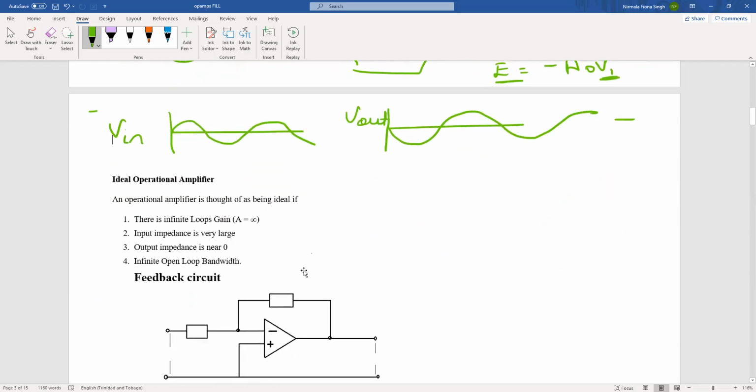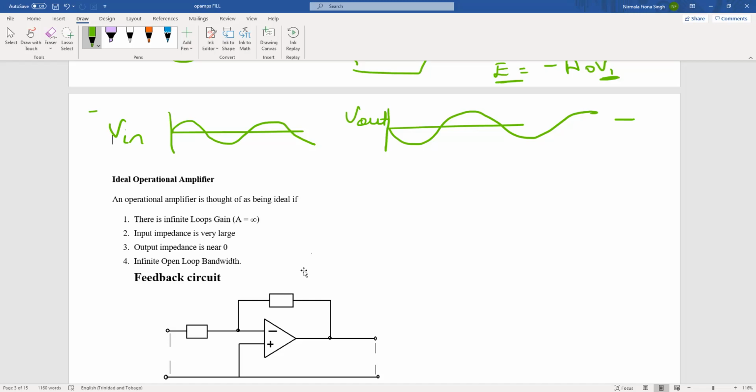The ideal operational amplifier. An operational amplifier is thought of as being ideal. Now, this question comes up like every other year, in both paper 1 and paper 2, where they ask you to list or name some of the characteristics of an ideal amplifier. Let's look at what an ideal amplifier should be.